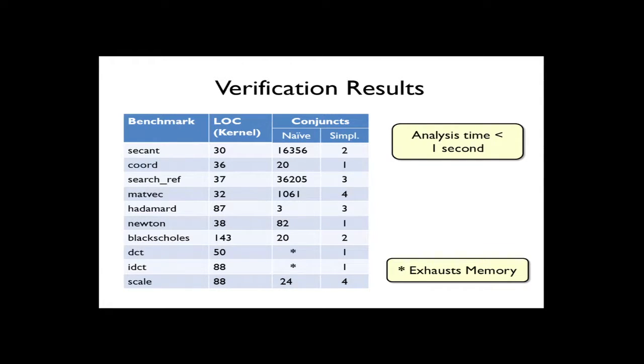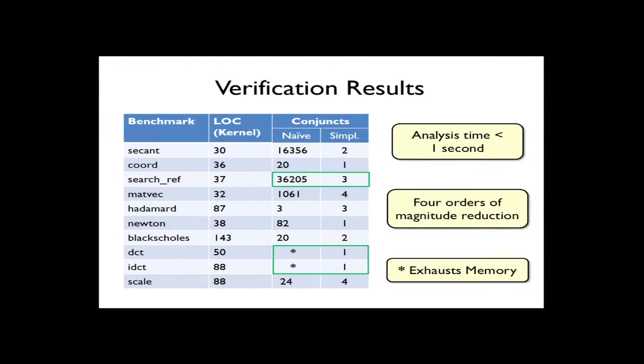Here is listed, the left subcolumn is the number of conjuncts if you don't do the simplification, so in this naive way, versus the number of conjuncts if you do this with this simplification. And what you can see is that we're getting a 4 orders of magnitude reduction in the size of these predicates, in the size of these preconditions, as we're doing our verification.